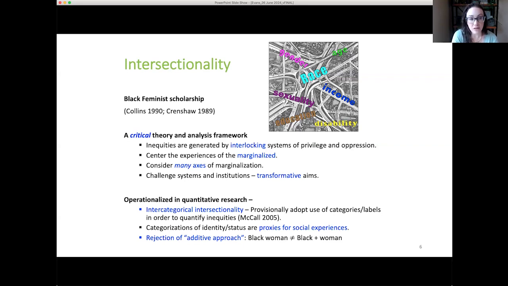Again, we provisionally adopt some kind of categorization or labels in order to divide up our sample and estimate how big the inequalities between them might be. And important as we wade into this is remembering that while we are using these markers of identity or status, we aren't really thinking of them as having meaning originating in, say, a body in a biological determinist sense. What we mean when we say we're looking at Black and woman is that these are proxies, the best we might have in our survey, perhaps, proxies for the kinds of social experiences that someone with those identities or positionalities might have out in the social world.